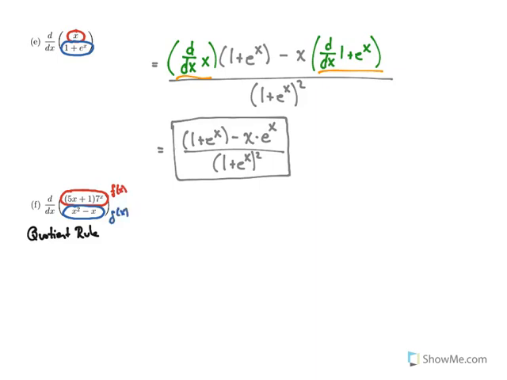You couldn't write it as one function times another, or at least not in a very nice way, to use the product rule with that 5x plus 1 and 7 to the x. So now let's do the quotient rule.